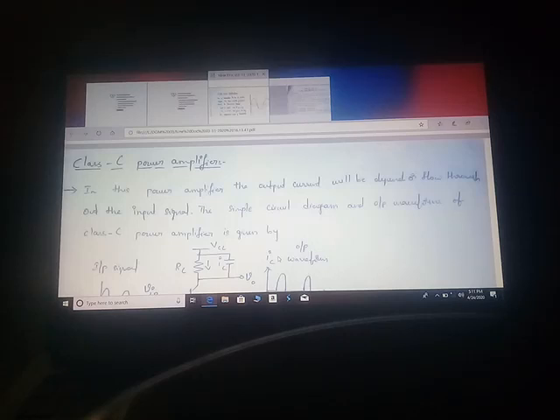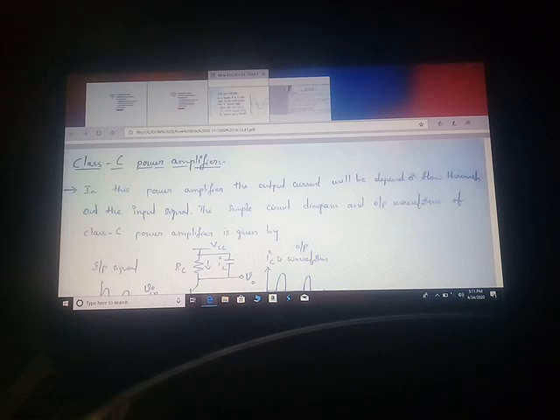Hi students, in this lecture let us discuss about Class C power amplifier. So before going to the Class C power amplifier, let us discuss a few points related to the power amplifier.